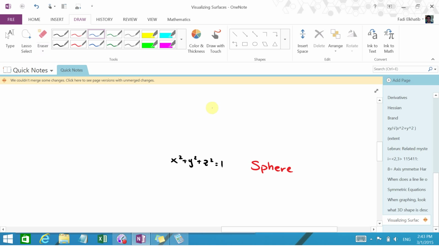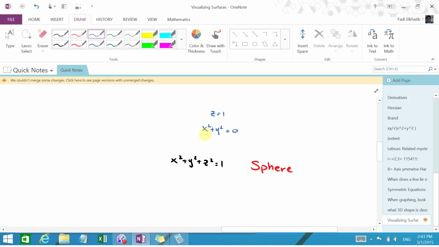What if, on the other hand, I plugged in z equal to 1? Well, z squared would also be 1. So x squared plus y squared plus 1 equals 1. Subtracting 1 from both sides, x squared plus y squared would have to equal 0.